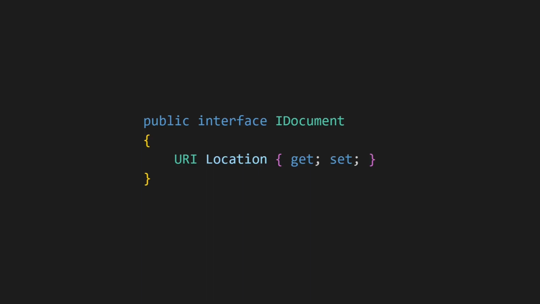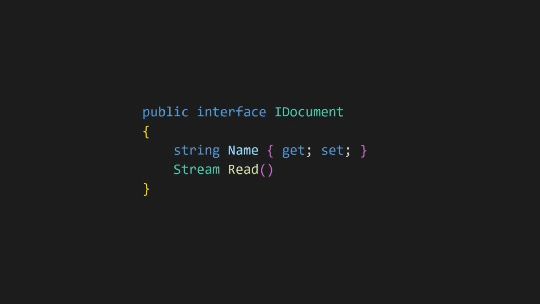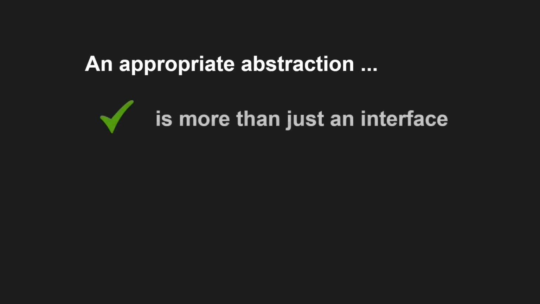And if an address is not necessary in the given context, an even more abstract solution would be to just provide a name or an ID property and some API to access the content of the document via a stream. So generally speaking, finding an appropriate abstraction is more than just defining an interface. It is about finding or inventing a more abstract representation of a concrete aspect.